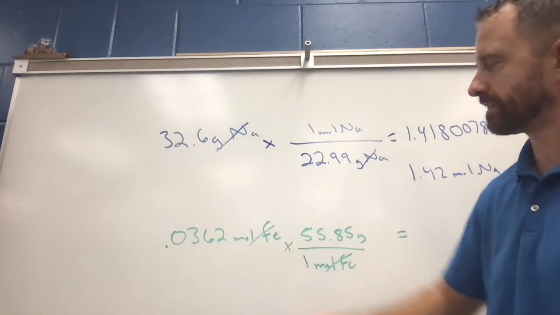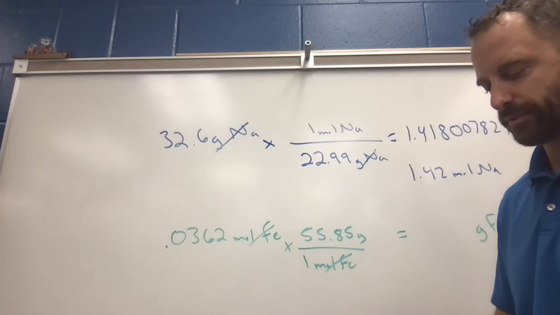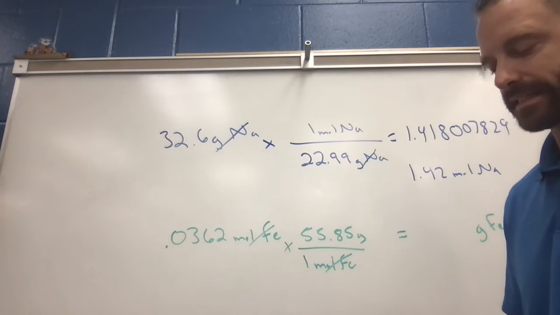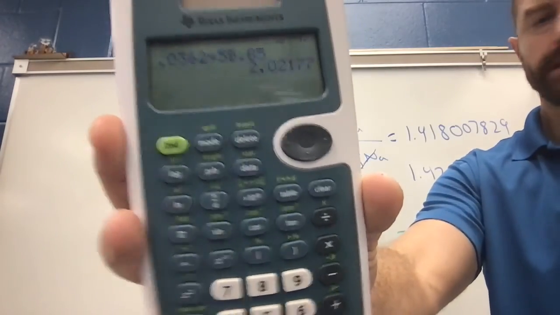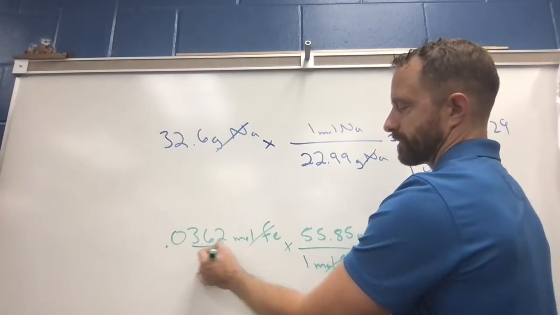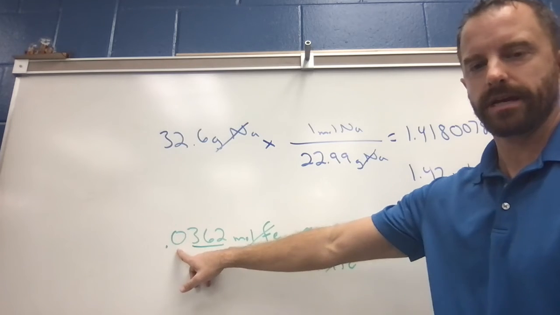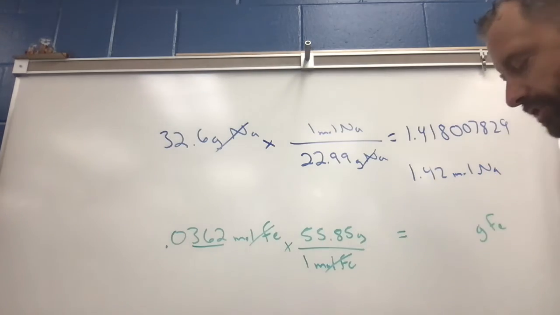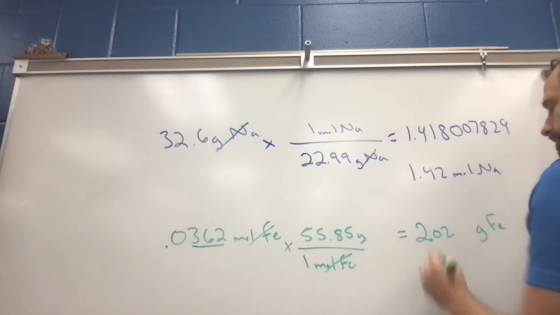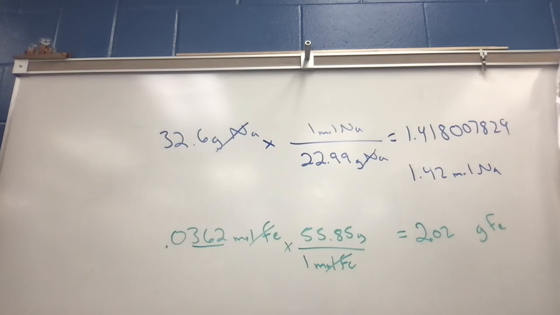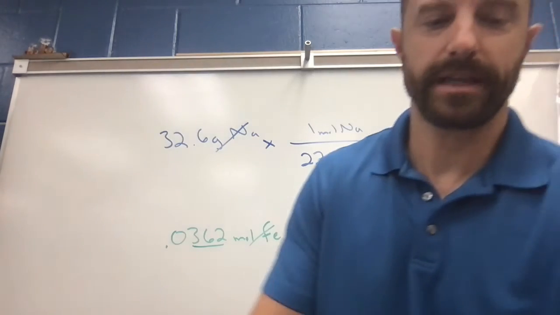So 0.0362 times 55.85, and that's going to give me this value here. And again, I've got 3 measured values. That's like a placeholder 0, right? I've got 3 measured values, so my answer should have 3 values. So it is 2.02, right? Because that would be 3 measured values there. So hopefully that helps with those.